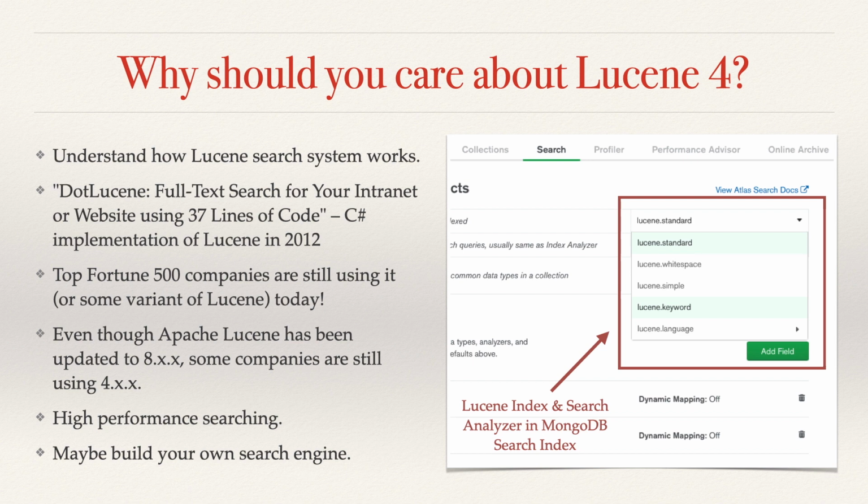Also, big companies are still using it, or some variant of Lucene, today. As for our data scientists, MongoDB, Apache Solr, and Elasticsearch use it too. As I heard from the internet, even though Apache Lucene has been updated to version 8, some companies are still using version 4. This means that this paper is still relevant today, which is pretty amazing. Also, the high performance aspect of Lucene. We will discuss it later in the slides. Finally, one could leverage its ideas and build your own search engine.